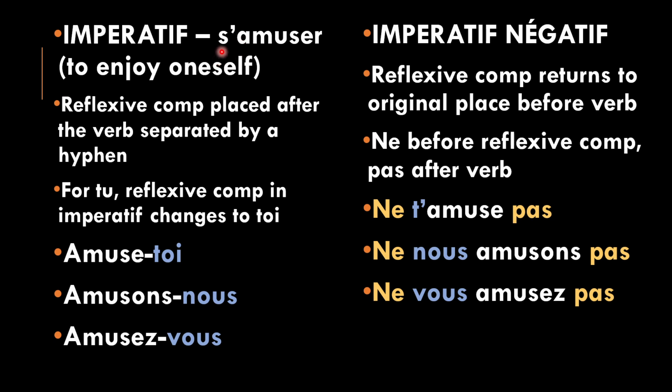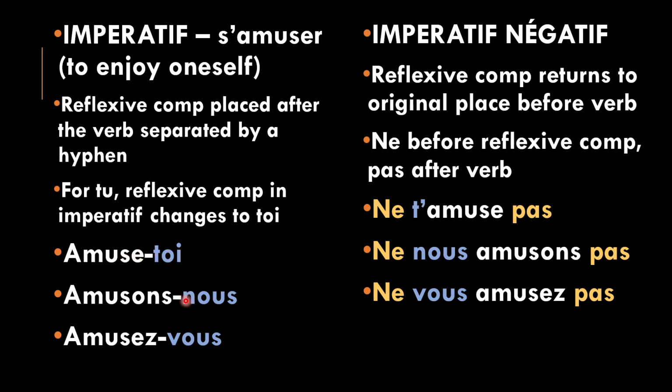But when you're doing it in the imperative, the reflexive component goes after the verb. Because remember, in the imperative, the verb has to start the sentence. So the reflexive component goes after the verb. Okay, and it is separated by a hyphen or a dash, and the verb conjugates normally. Now, for tu, when you're doing the simple present tense, it is tu t'amuses, right? T apostrophe. Now, when you're doing the imperative, when the t apostrophe goes on the other side, it becomes toi. Okay, compulsorily, you cannot have t'amuse, it will be amuse-toi.